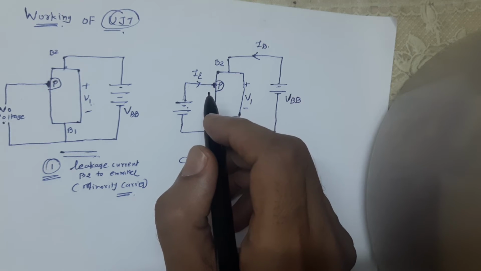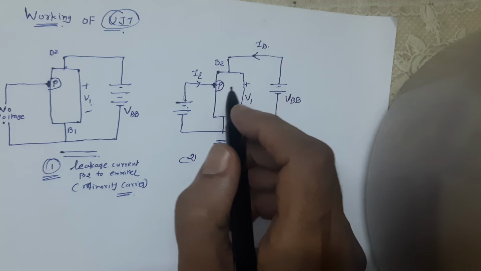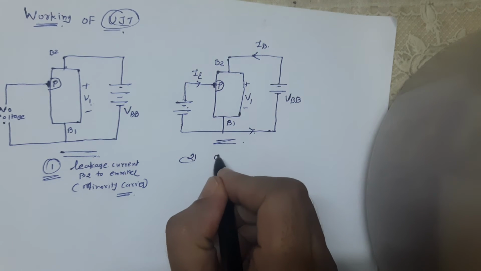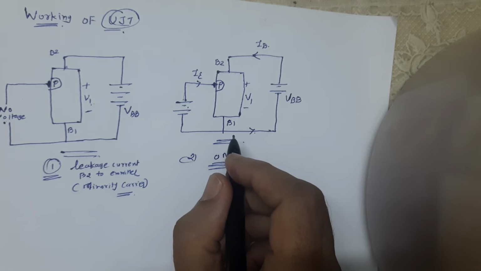A condition of saturation will eventually be reached. At this point, the emitter current is limited by the emitter power supply only. The device is now in the on state, saturation region.